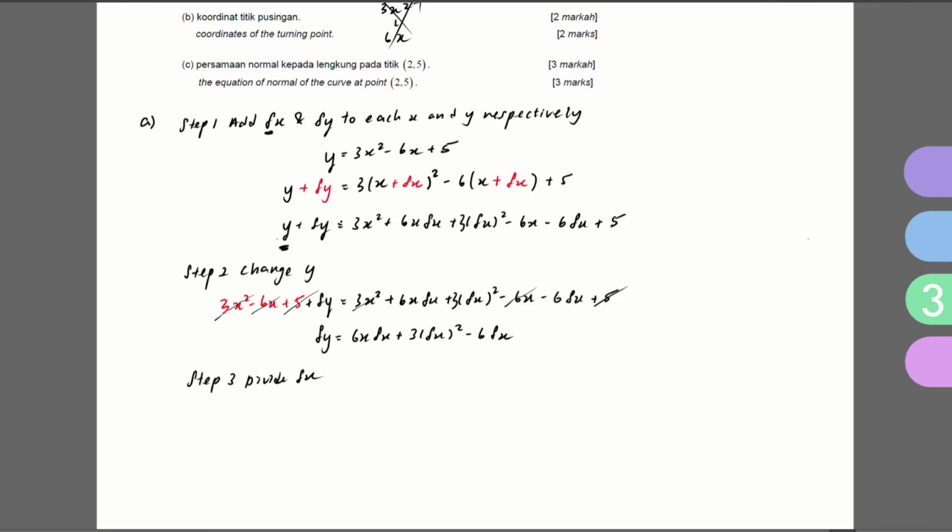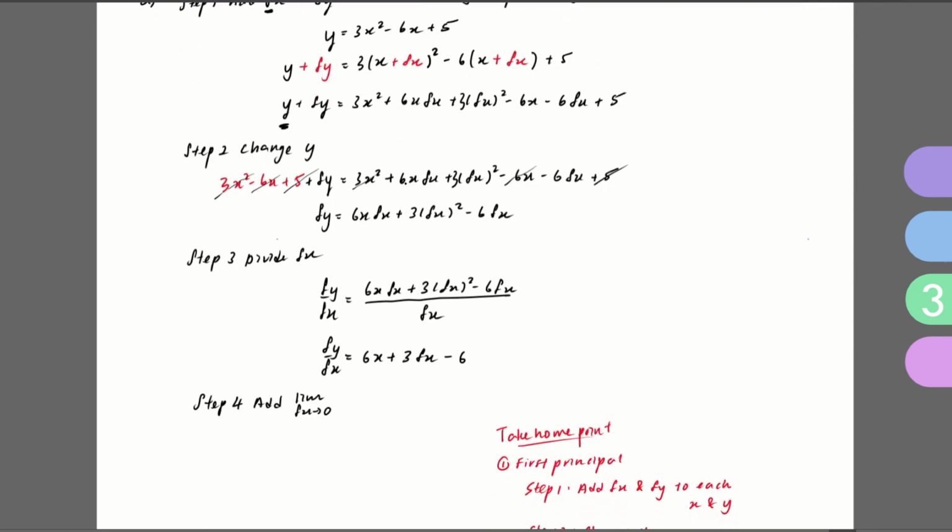And step number 3, we need to divide the whole equation by delta x. This will be the simplified version. And finally, we need to add a limit whereby delta x approaches 0 to both of the sides. Since this thing will approach 0, meaning it will become 0. So 3 times 0 will be 0. So the whole thing here will disappear. So your final answer will be 6x minus 6.